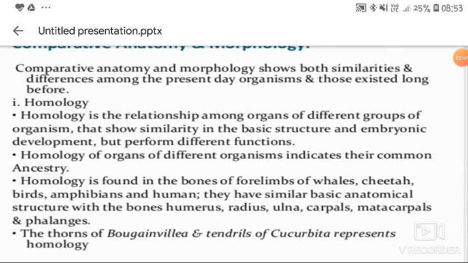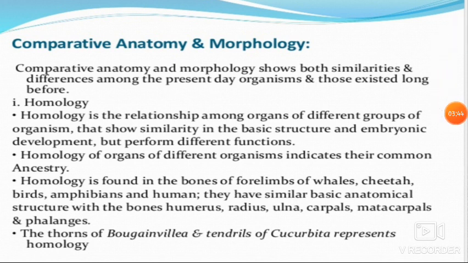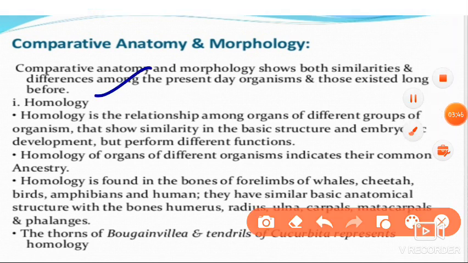Next is comparative anatomy and morphology. In that, homology we studied already. What are homologous organs? The organs that have the same structure, but functionally they are different. And homologous organs are nothing but divergent evolution. Please remember, there are so many examples given here: the forelimbs of whales, cheetah, birds, amphibians, humans, everything. The structures are the same, but they differ functionally. That is homologous organs.